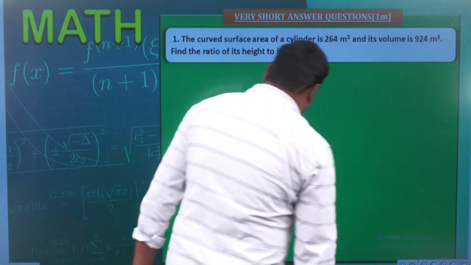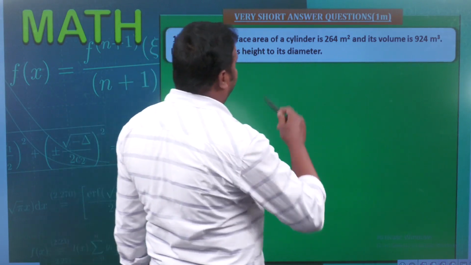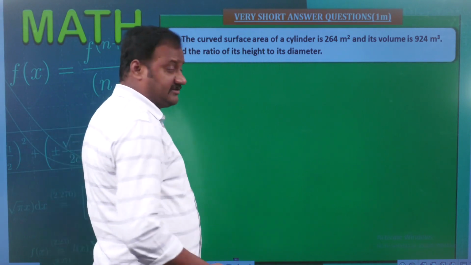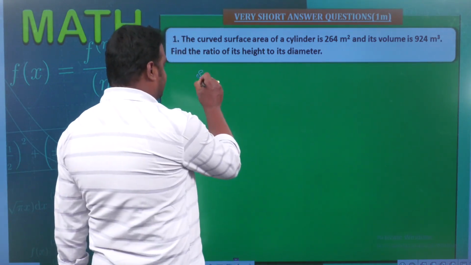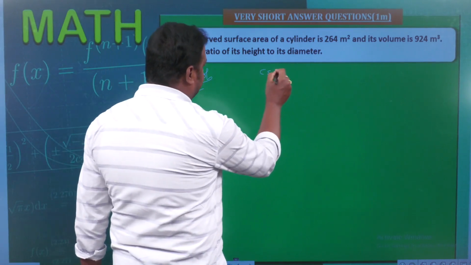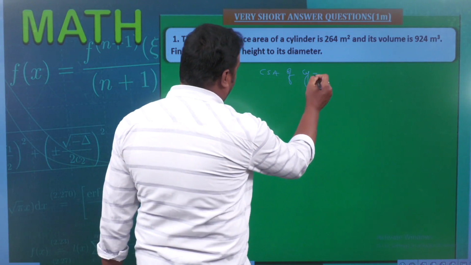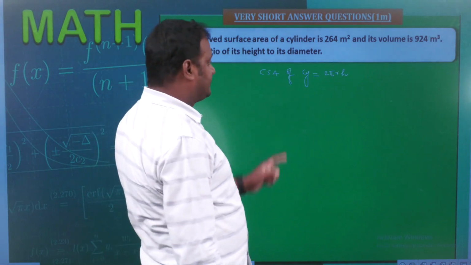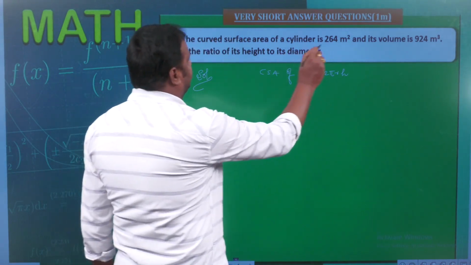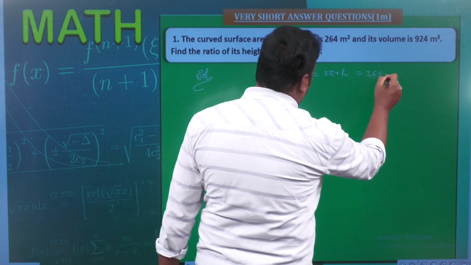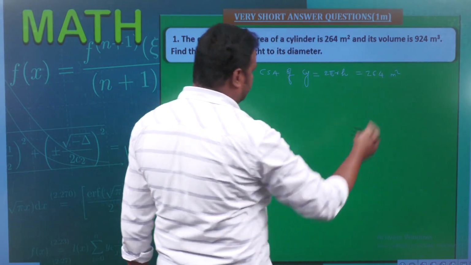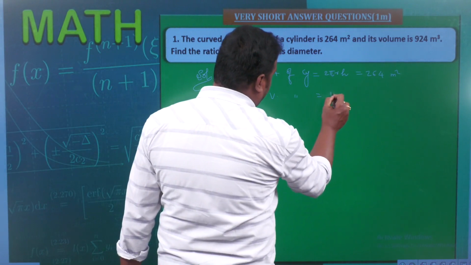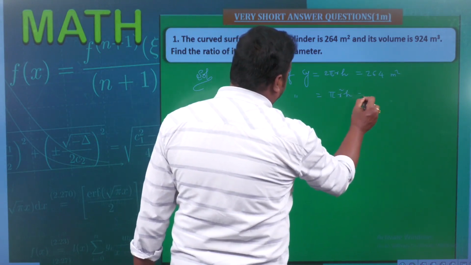The very first problem here is: the curved surface area of a cylinder is 264 meters square. What is the formula for curved surface area? Have you remembered the formula for curved surface area of a cylinder? Yes, CSA of cylinder is equal to 2 pi r h. Correct? The curved surface area of the cylinder is given as 264 meters square, and its volume, that is the volume of the cylinder, pi r square h, is given as how much?